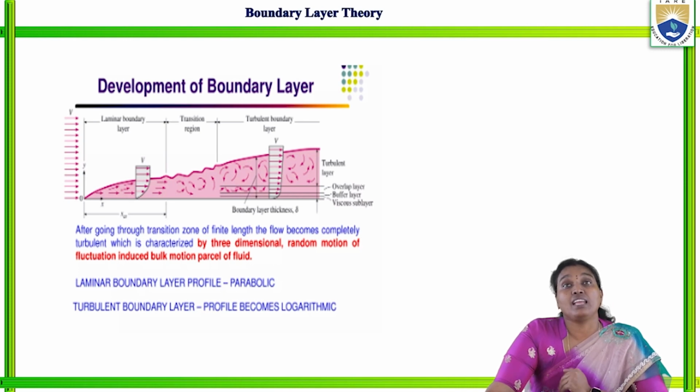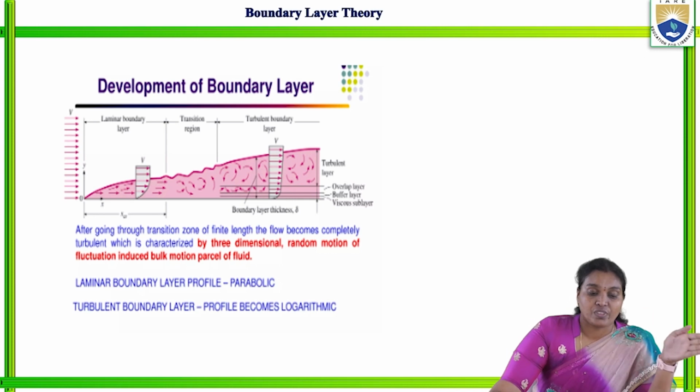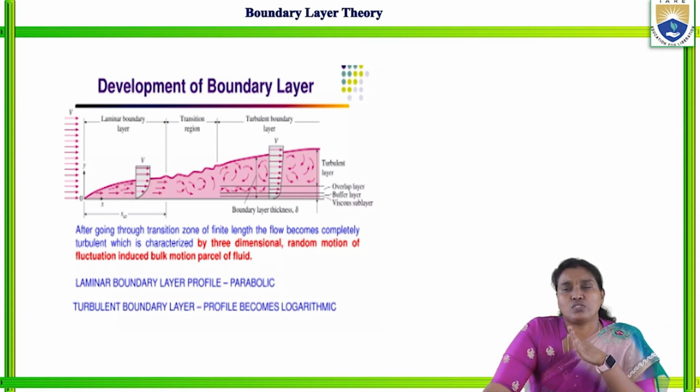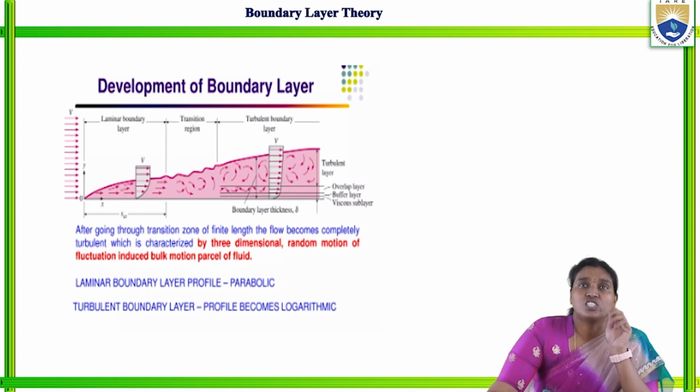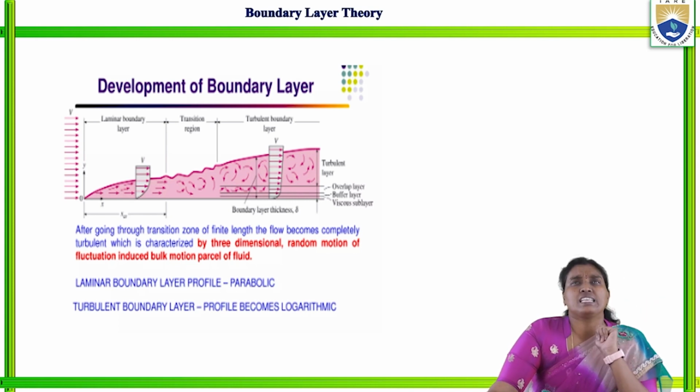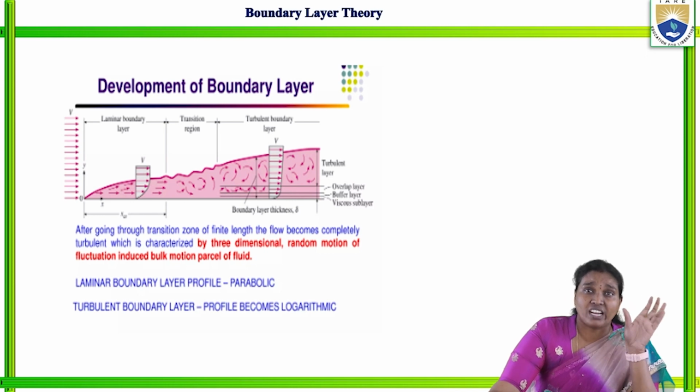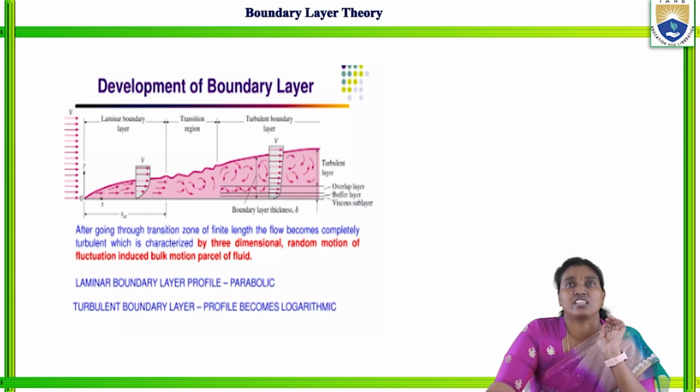Development of boundary layer. It depends upon whether it belongs to laminar or turbulent. First we have to understand whether it belongs to laminar or turbulent. So first we have to understand and know about these transition periods, these different layers: laminar boundary layer, transition region, turbulent boundary layer.